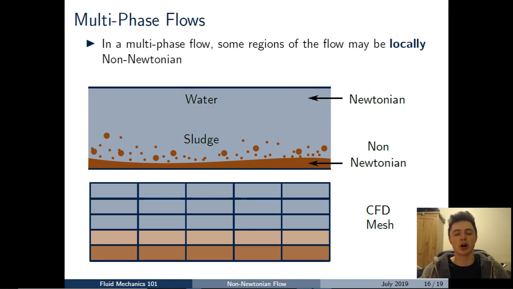We may have water at the top, and then the sludge and the solid particles sink to the bottom of the pipe there to give a sort of sludgy, non-Newtonian region at the bottom. And we expect the water at the top to behave with a Newtonian behavior, and the sludge at the bottom to behave with a non-Newtonian behavior, probably with a yield stress. And in CFD, of course, this would be represented with the grid that you can see there at the bottom, with blue cells with mostly water or a high mass fraction of water, and then at the bottom where we have sludge, we have a much higher mass fraction of sludge.